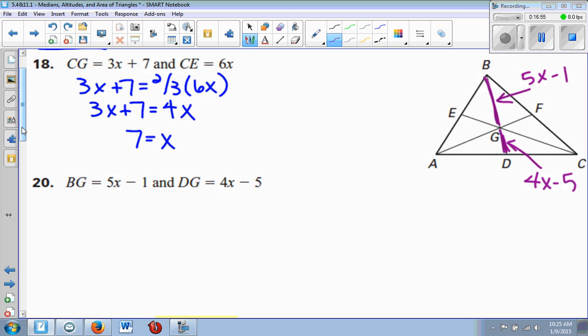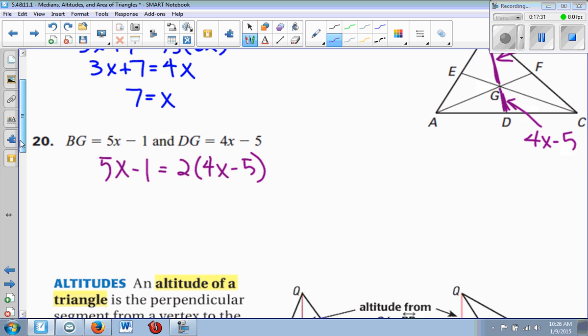So what I know is the large chunk, BG, 5x minus 1, is double the small one. So it's 2 times 4x minus 5. So again, the large piece of the median is twice as large as the small piece. So what I did was I wrote an equation that said BG, 5x minus 1, equals 2 times as large as the small piece, 2 times 4x minus 5. So what we're going to do is solve the equation. 5x minus 1 equals 8x minus 10.